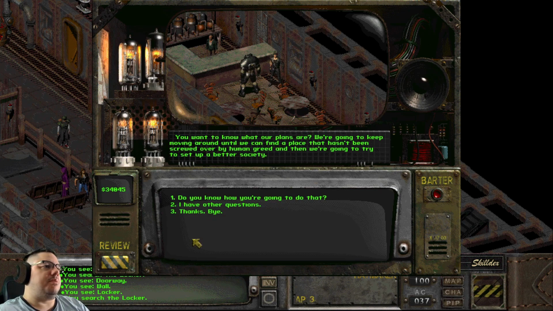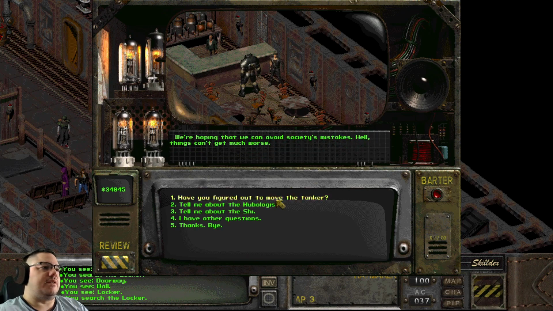You want to know what our plans are? We're going to keep moving around until we can find a place that hasn't been screwed over by human greed, and then we're going to try to set up a better society. Do you know how you're going to do that? We're hoping that we can avoid society's mistakes. Hell, things can't get much worse.